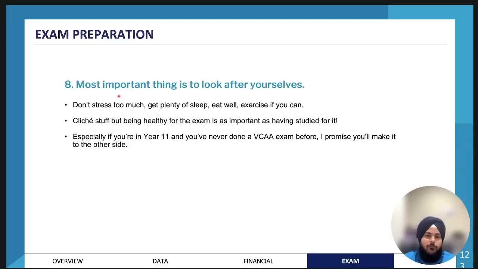But if you're in year 12, you might already be exposed to the exam structure. So you would have done the GAT, for example, or you might have done year 11 subjects. So overall, really trying to get familiar with the overall VCAA exam structure is really important here.